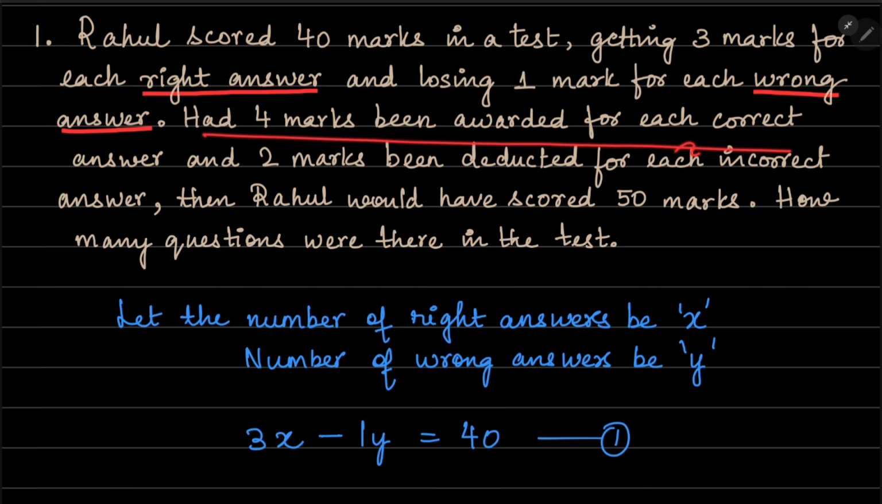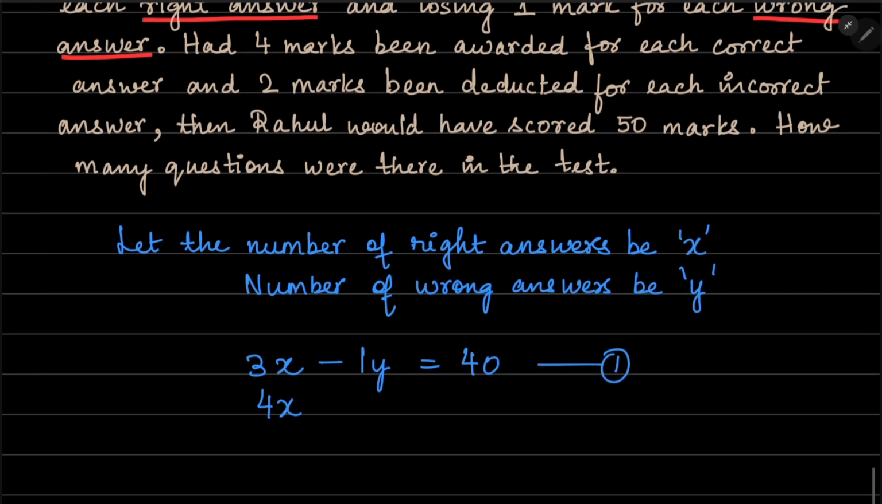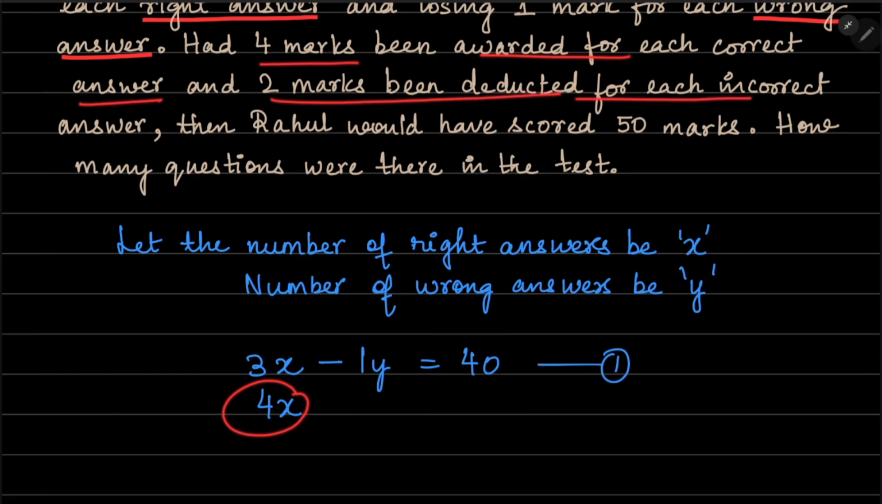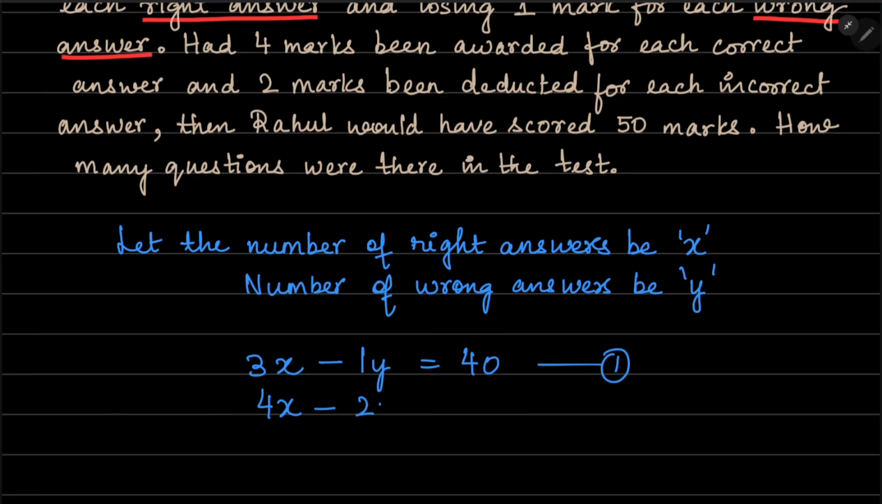Next, had 4 marks been awarded for every correct answer. So how much is that? 4x. Okay, if 4 marks had been awarded for each correct answer, then it is 4x, and 2 marks had been deducted for each incorrect answer. That means minus 2y. So if 2 marks instead of 1 were deducted for every incorrect or wrong answer, then 2y will be the number of marks that he loses for the wrong answers, and 4x is the number of marks that he gets for the correct answers.